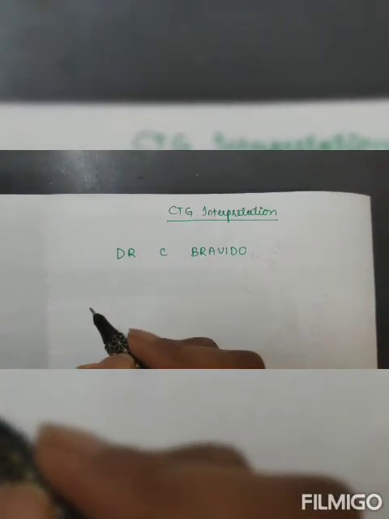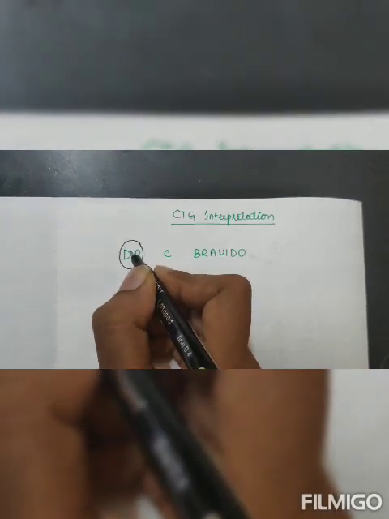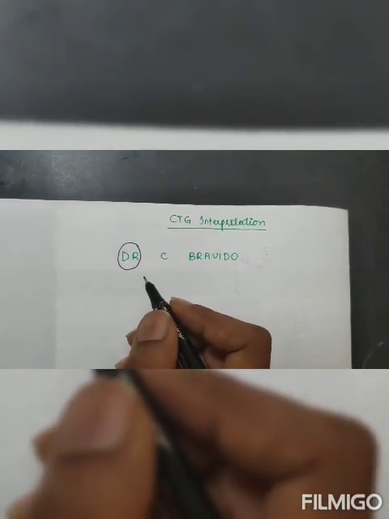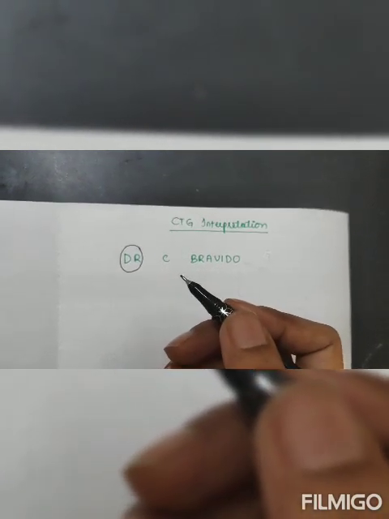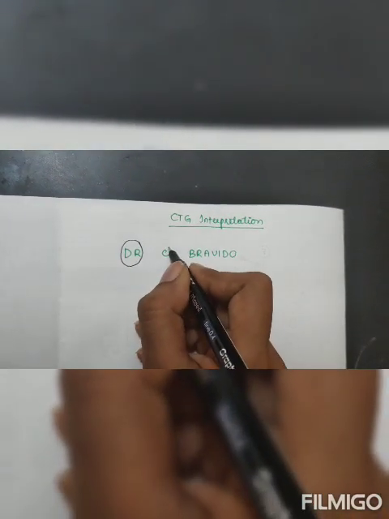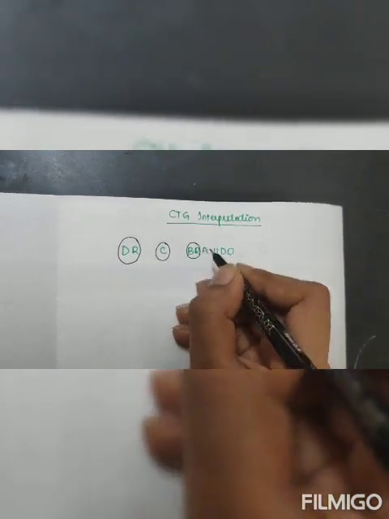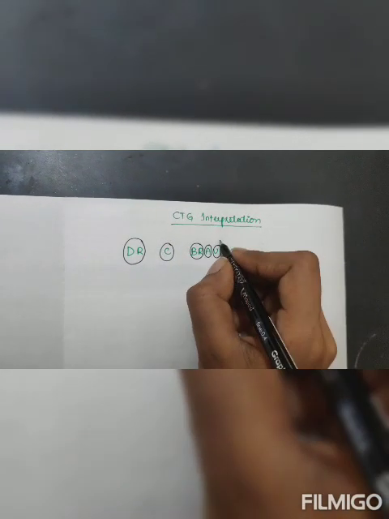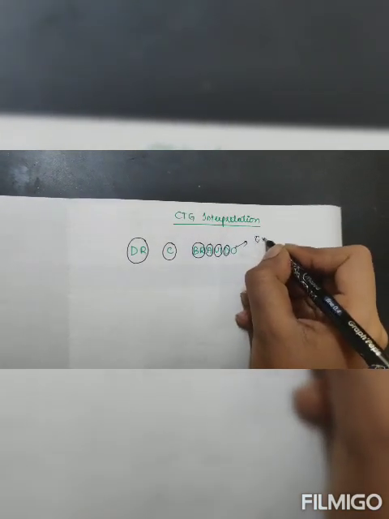CTG interpretation can be done by using a mnemonic. First is define the risk, like maternal risk or any obstetric risk, like preeclampsia, multifetal gestation, Rh incompatibility, or maternal conditions like Kapla syndrome and all. C is for contraction, to look for contraction. BR is for baseline rate. A is for acceleration. B is for beat to beat variability. D is for deceleration, and the last is the overall impression.